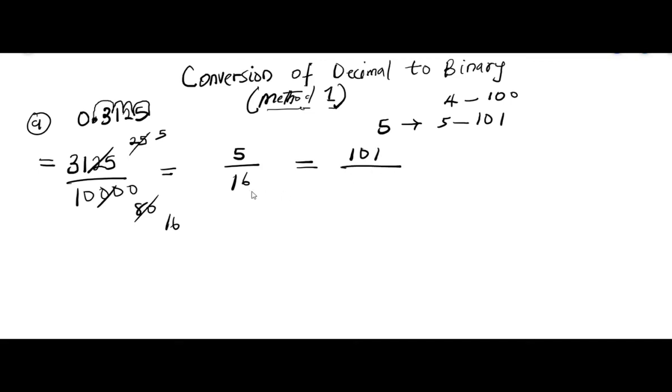Then 16 in binary, I told you 16 in binary is 10,000. Okay, 4 is 100, 8 is 1000, then 16 is 10,000 in binary. So we have 101 all over 10,000. The next thing is for us to divide this. So 101 divided by 10,000 equals 0.0101. Okay, and this is your answer. This is the binary equivalent of 0.3125.